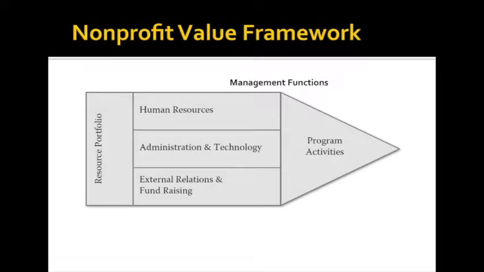This leads to the nonprofit value framework, which looks at the resource portfolio, those elements of human capital, financial capital, etc., and then management functions. It's a little off balance in the sense that there are four elements here and four elements here that I want to look at. I'll drill into each one of these to explain what I mean by each of these different functions. But this is the conceptual model that we're trying to explore.